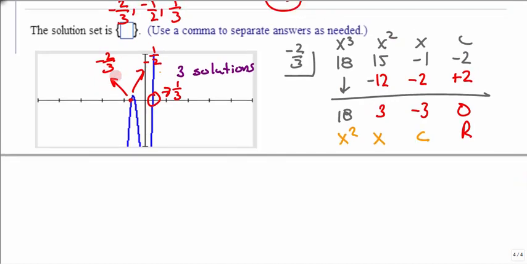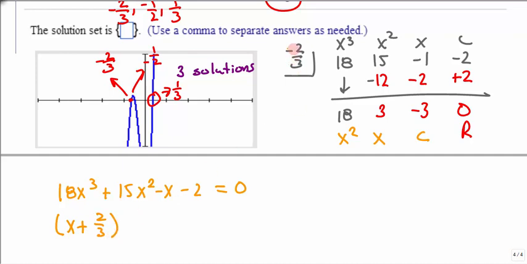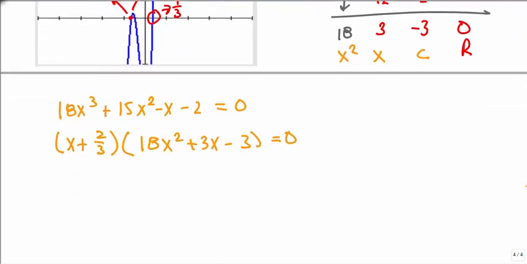Okay. So what we have here then is my original problem, 18x to the third plus 15x squared minus x minus 2 equals 0. We knew it factored into x plus 2/3, because we were given that negative 2/3 was a root. And now we have this other factor, 18x squared plus 3x minus 3 equals 0. So if we can, it would probably be nice if we could just factor this by hand. And I see that we have a greatest common factor of 3. So I could pull a 3 out.